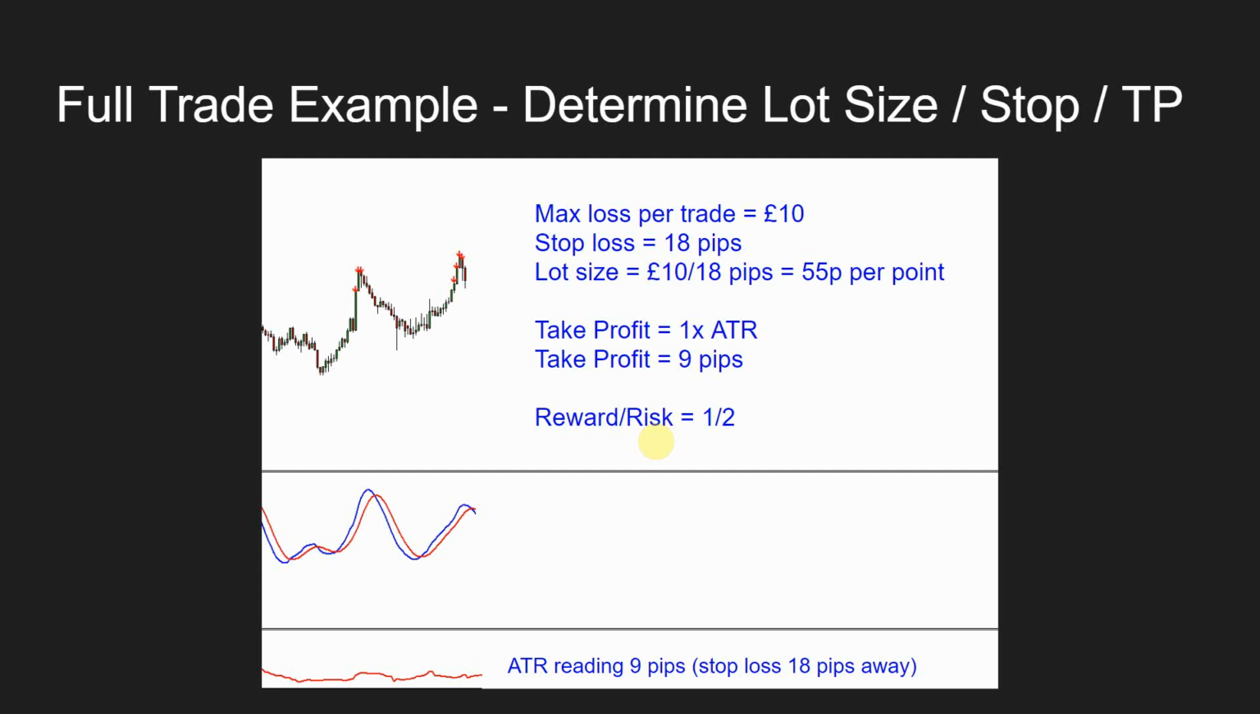We're going to set our take profit at 1x the ATR, so that will be 9 pips, so therefore our reward to risk is 1 to 2. We're looking to gain 9 pips and risking 18 pips. So again, that gives us a nice 1 to 2 reward to risk ratio.